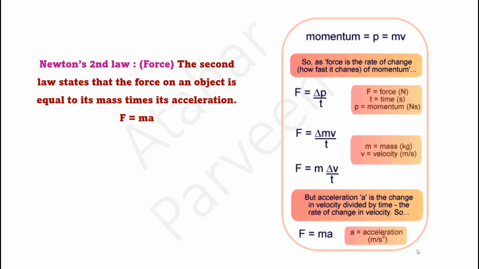The first one is that force is equal to change in momentum upon time. Rate of change of momentum means delta P by T. Next one is F is equal to delta mv by T, because momentum is mass into velocity, right? So you can substitute it there and we get F is equal to delta mv by T. Correct? But can the mass of the body change? It will not change, right?